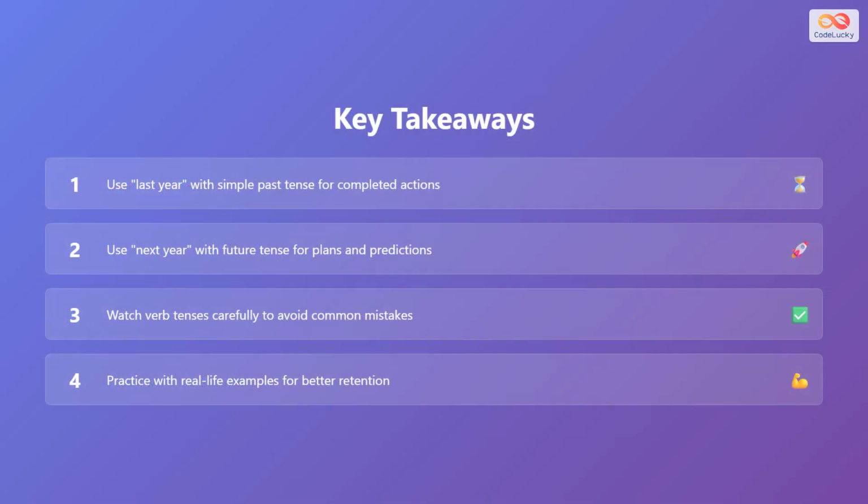Let's review the 4 key points from this lesson. First, use last year with simple past tense for completed actions. Second, use next year with future tense for plans and predictions. Third, watch your verb tenses carefully to avoid making common mistakes. Fourth, practice with real-life examples in your daily conversations to improve your retention and fluency. By following these rules and practicing regularly, you will become more confident in using these year-related time expressions in English.